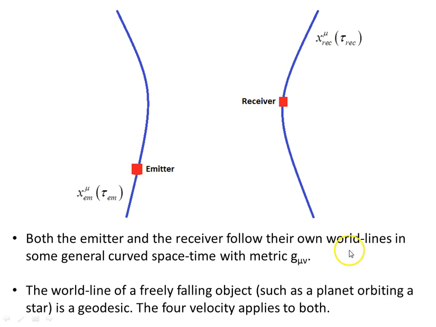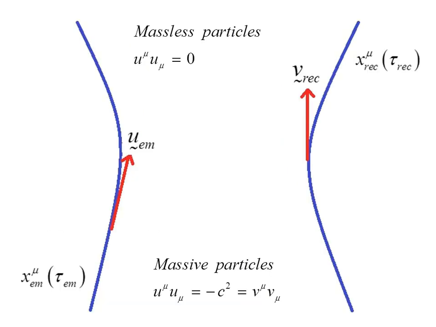Both the emitter and the receiver follow their own world lines in some general space-time with metric g mu nu, and the world line of a freely falling object, such as a planet orbiting a star, is a geodesic. Now the four velocity applies whether you're talking about a geodesic or some other non-geodesic world line. For massless particles, we know that the four velocity dotted with itself is 0. For particles with mass, the four velocity dotted with itself is equal to minus c squared, depending on which signature metric you use. The metric I'm using here is the minus plus plus plus one.